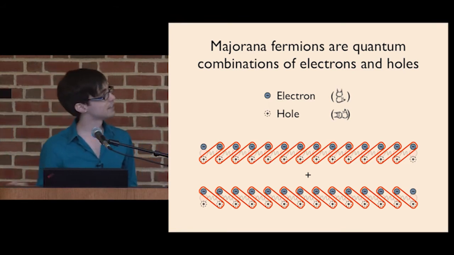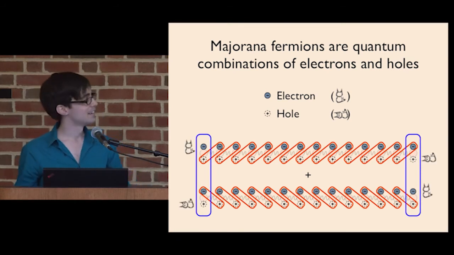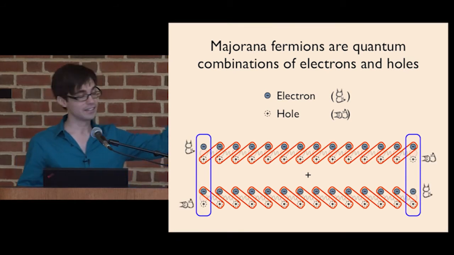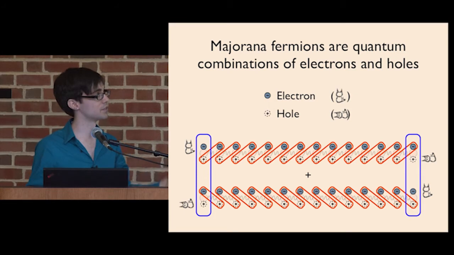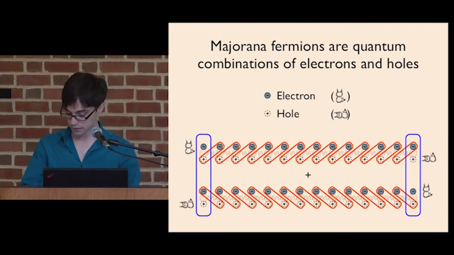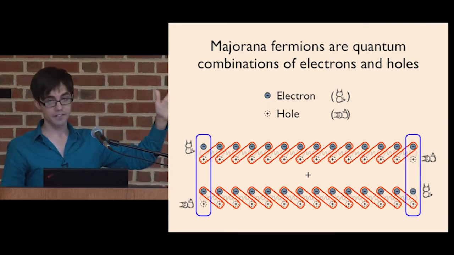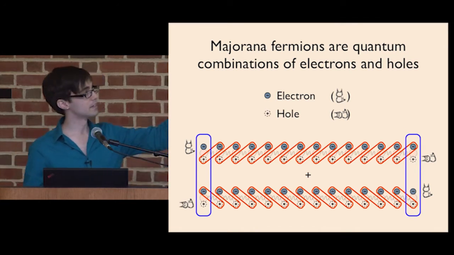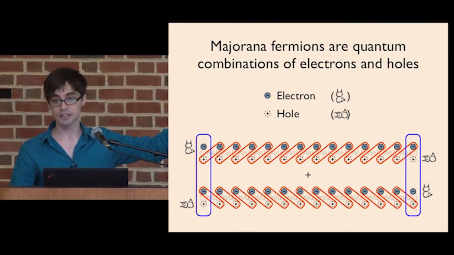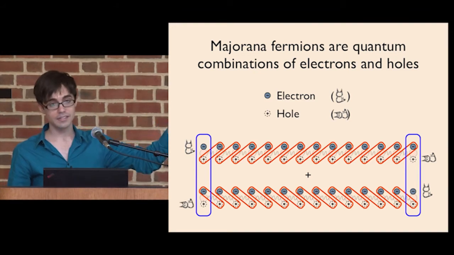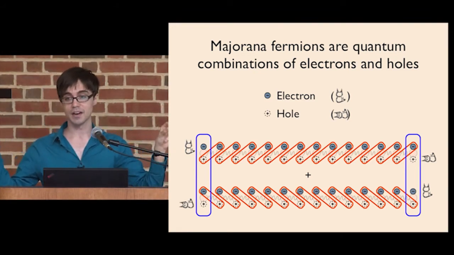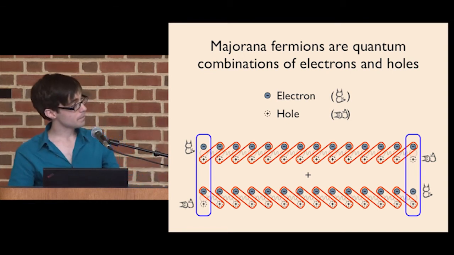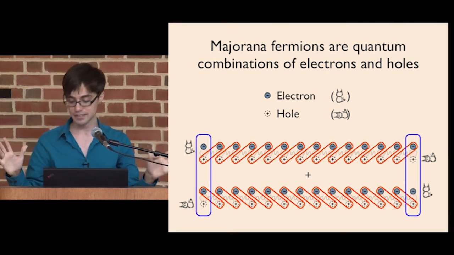And this is just a live cat and dead cat. Like either the electron is there or there's a hole there, but actually there's both at the same time at the end of these wires. So these Majorana fermions come in pairs because, as you notice, the extra electron at the end of the wires is the same electron. It's just in two locations at the same time. So these always have to come in pairs.